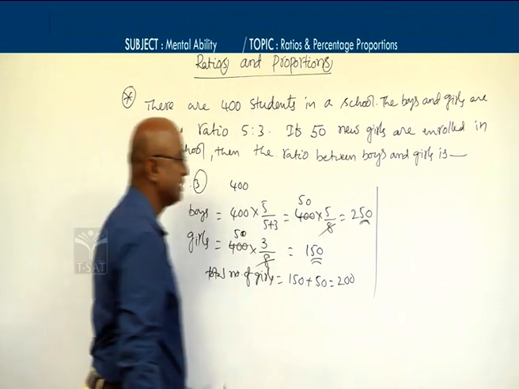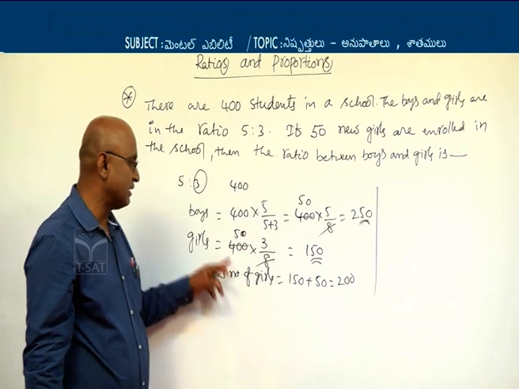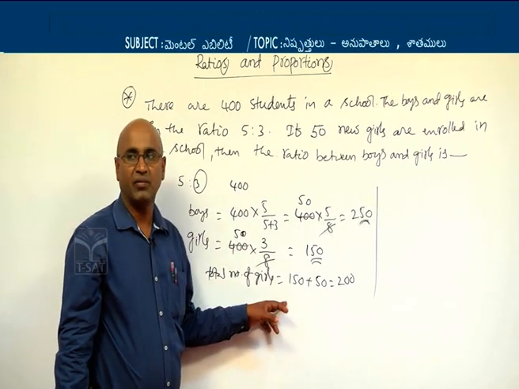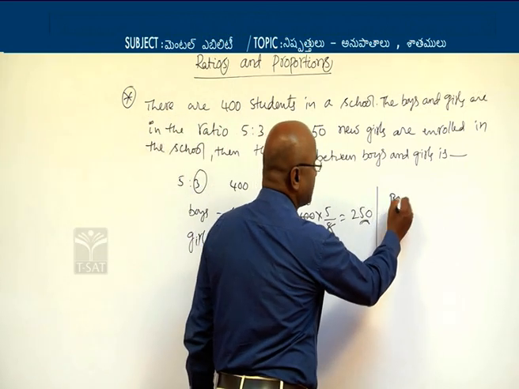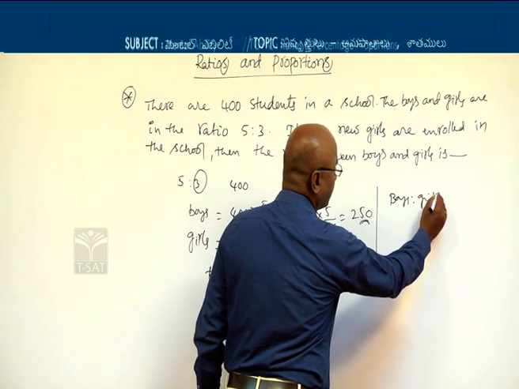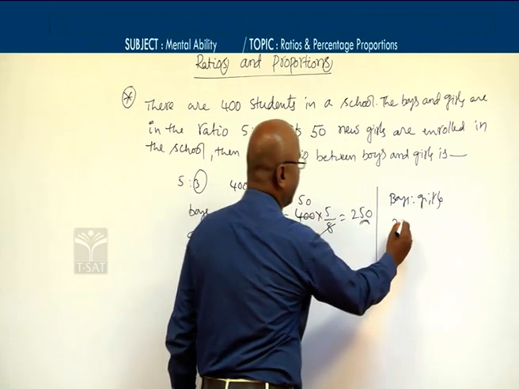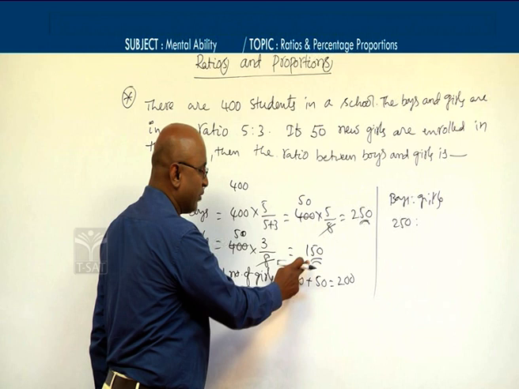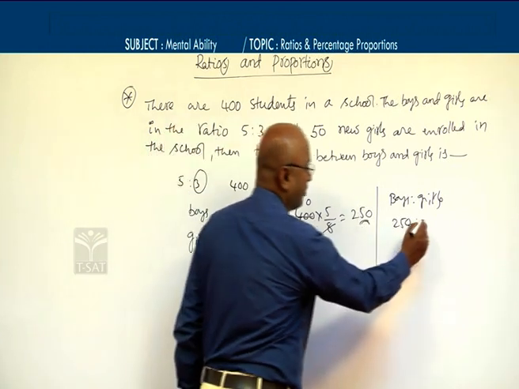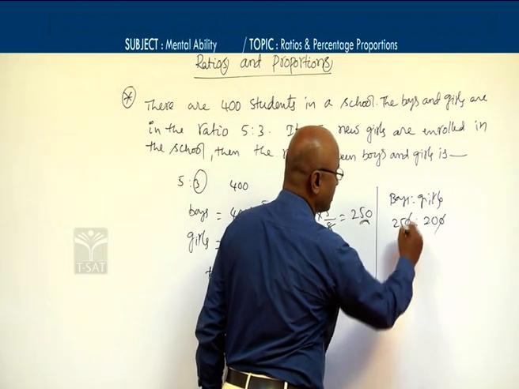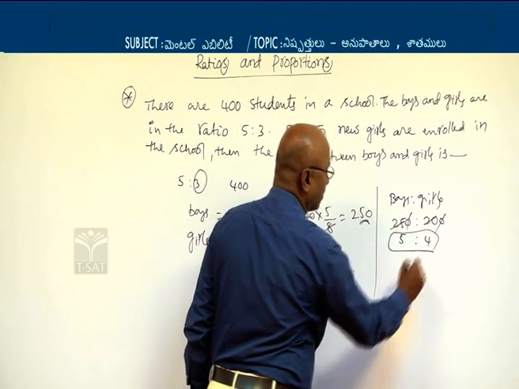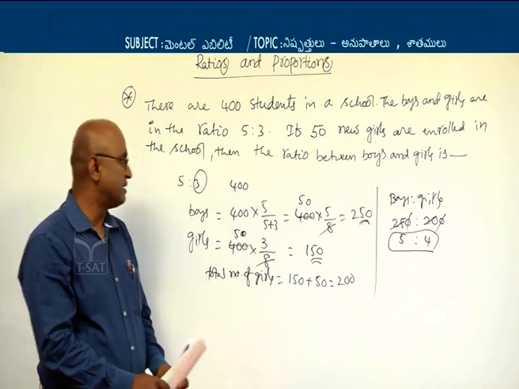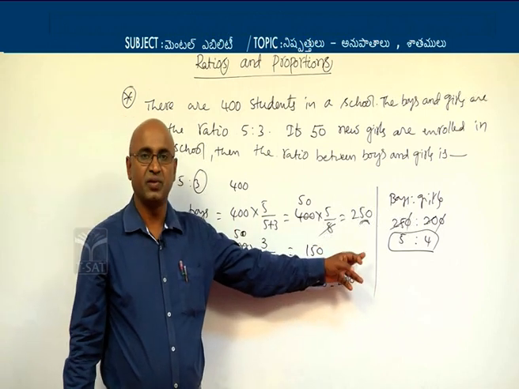Now what he wants: what is the ratio of boys and girls after the enrollment of 50 more girls? That is equal to boys is to girls is equal to 250 is to 200, since those who were 150 earlier are now 200. That is equal to, cancelling 0 0, 5 5s are 25, 5 4s are 20. So the new ratio of the boys and girls is 5:4.